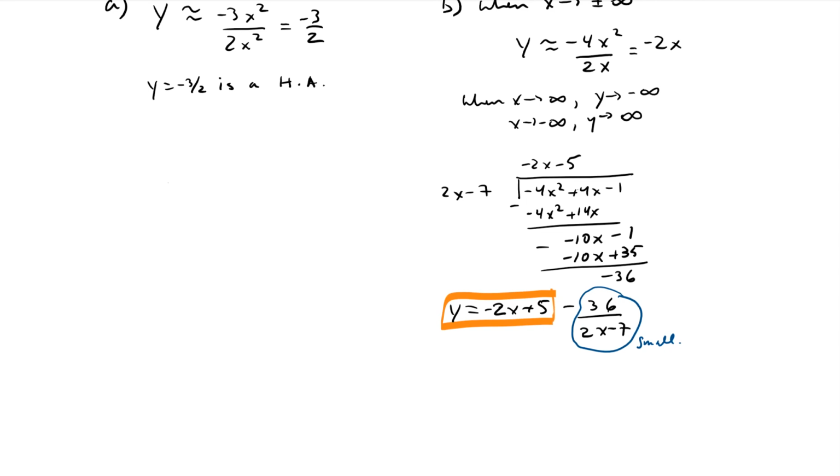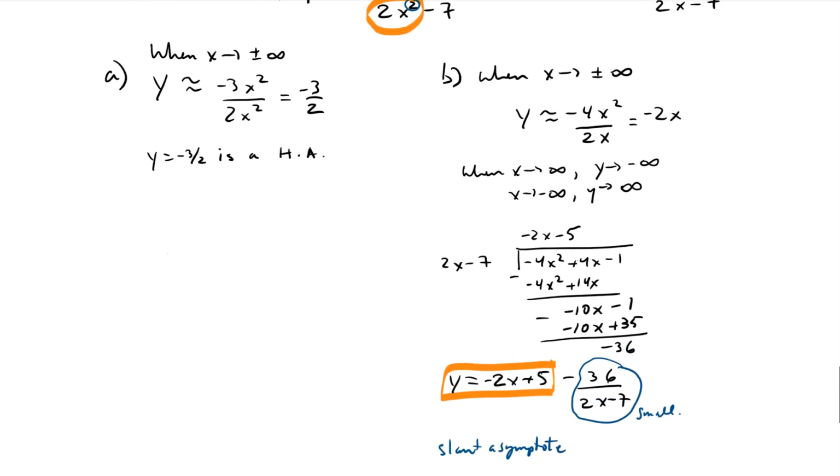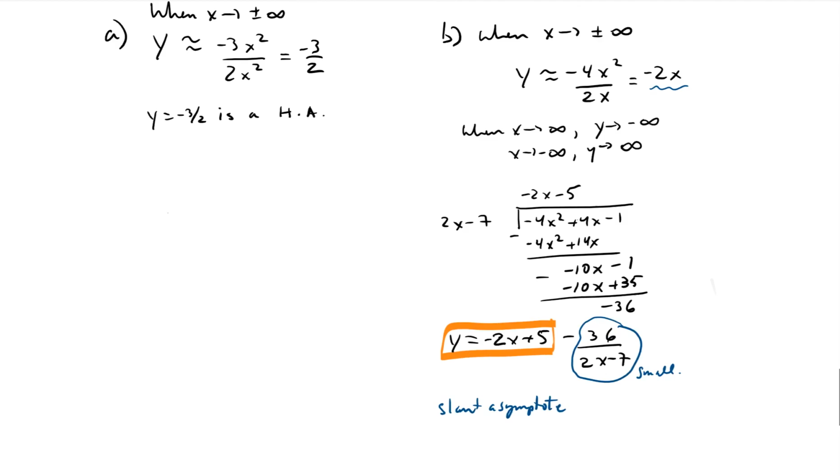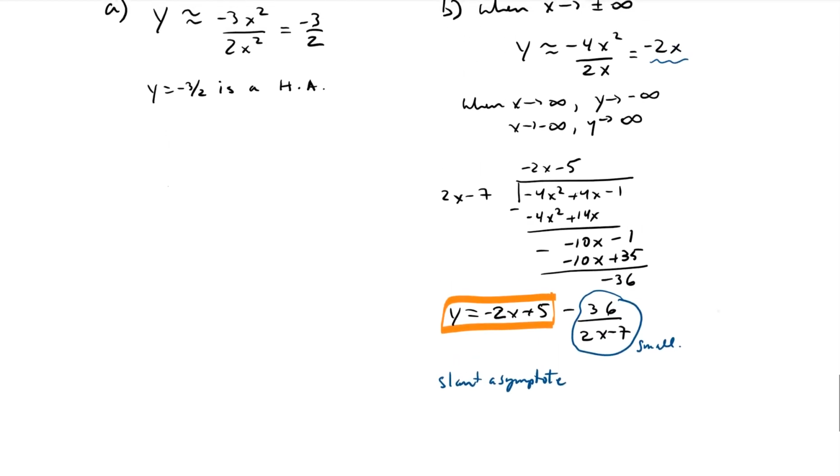So my slant asymptote, as you can see, was not minus 2x. Minus 2x is just the term that multiplies x, the slope of the asymptote. So I actually knew that minus 2 was the slope of the slant asymptote, I just didn't know what the y-intercept would be. So the slant asymptote here is minus 2x plus 5.